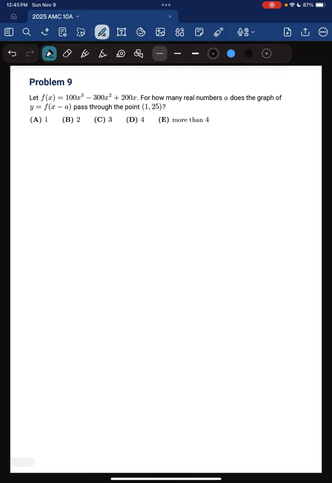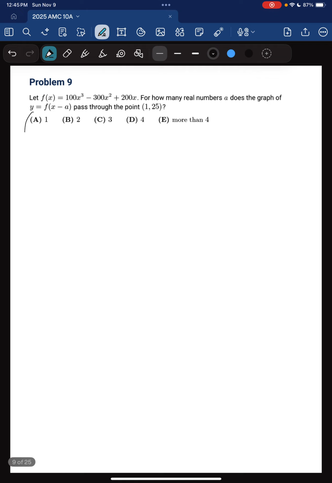Okay, problem 9. Let f of x equals 100x cubed minus 300x squared plus 200x. For how many real numbers a does the graph of y equals f of x minus a pass through the point 1, 25?